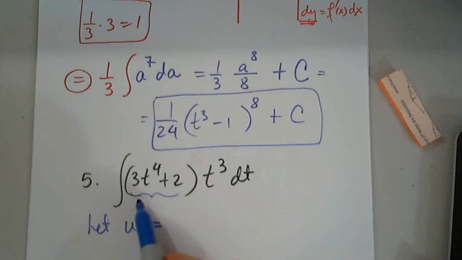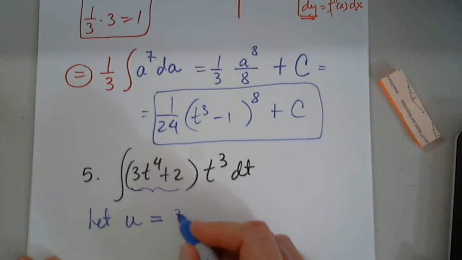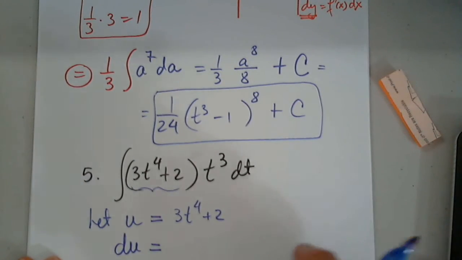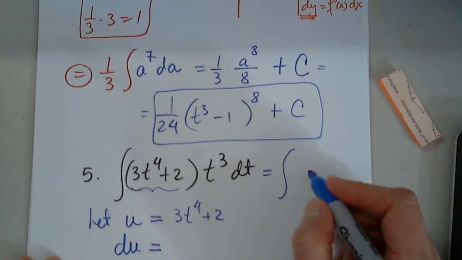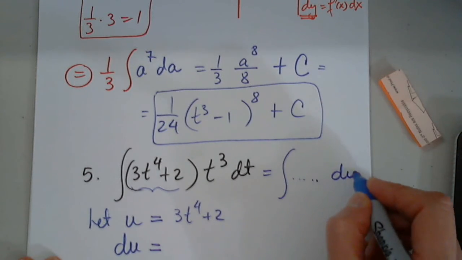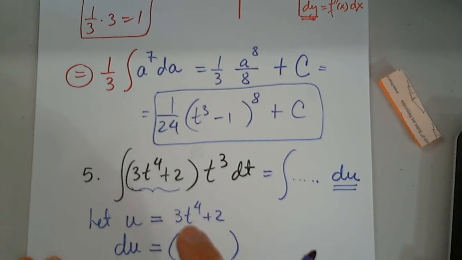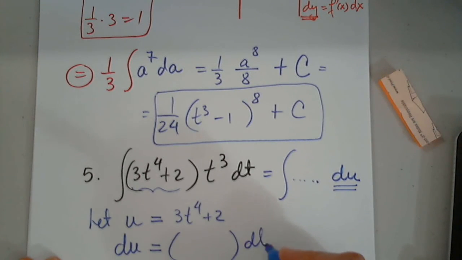If there is a power here, this is what the problem is. This is the problem: 3t to the 4th plus 2. As long as I have du in the problem. Because remember, when I change this into an integral with u, if I don't have du, I cannot continue. Du must be part of the problem, so I have to find du, which is not the derivative of u. It is the derivative of u times dt. Can anyone give us the derivative of u?